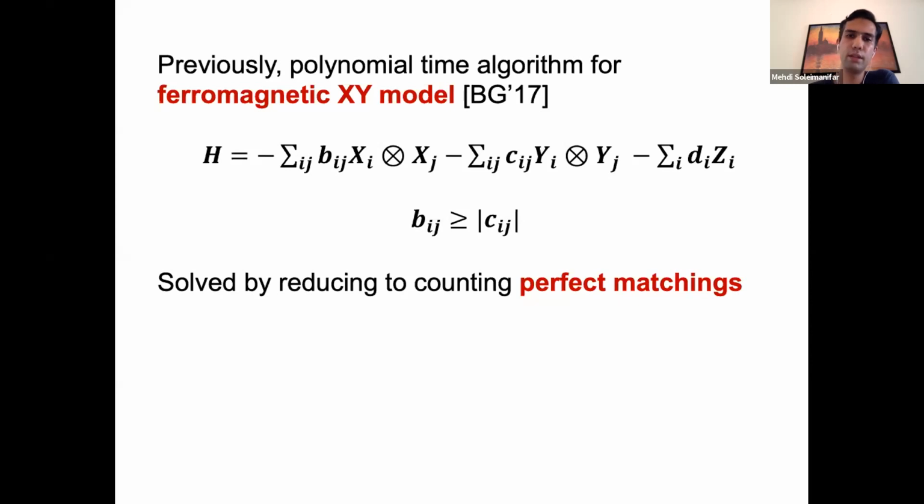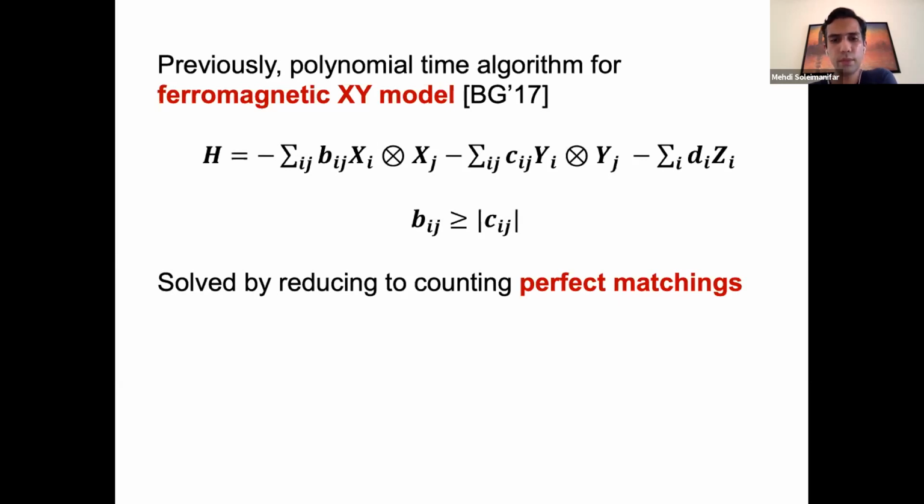Previously, there was a polynomial time algorithm for a similar model called the ferromagnetic XY model. This one doesn't have those ZZ terms that I had in the previous slide, but it is still ferromagnetic. This is by Bravyi and Gosset. And the way the algorithm works is, again, by mapping the quantum partition function to a classical counting problem, which is counting the number of perfect matchings of a specific graph. Then you can apply algorithms by Jerrum and Sinclair to estimate the classical partition function and hence get an approximation for the quantum one.